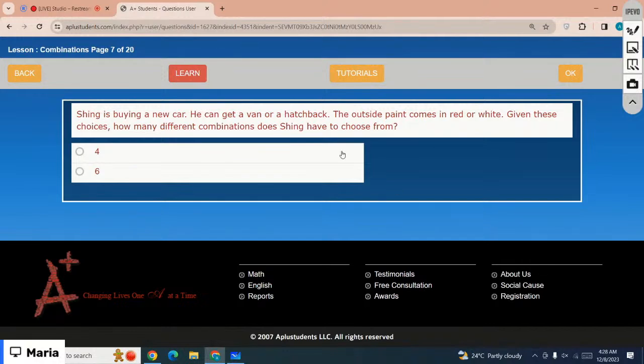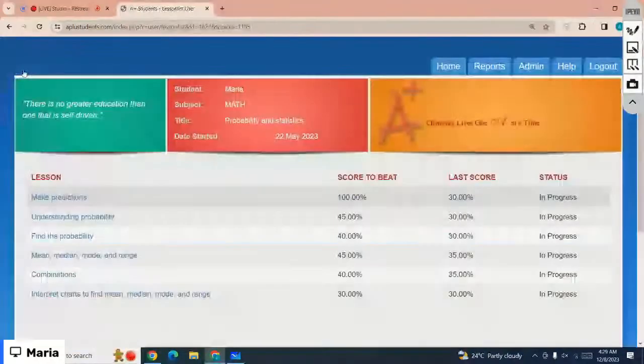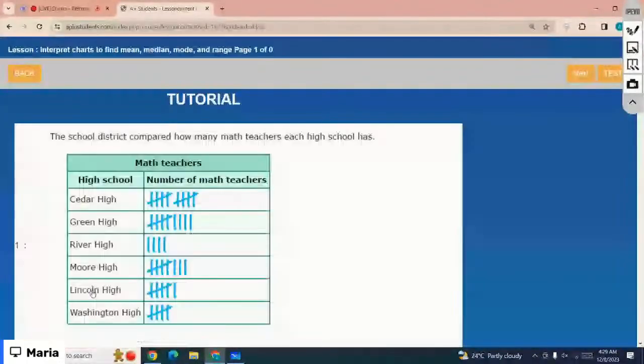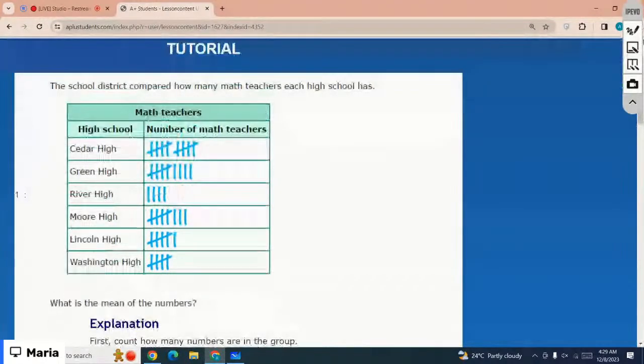Okay, you can complete the lesson by yourself later today. Let me just move on to the next lesson. The next lesson is interpret the chart to find mean, median, mode, range. The concept is the same. You need to calculate the mean, median, mode, range from a chart. Let's start with the test questions so you do not waste time on questions already solved.